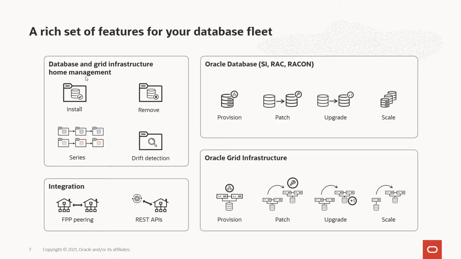And there are some nice integration features. For example, there is a nice REST API interface where customers can integrate FPP in their own environment, or FPP peering, we will see later. It's a mechanism that allows you to have different FPP servers, but exchange the images, the binary images, among the servers, so that there is a homogeneous collection of gold images that the customer can install.